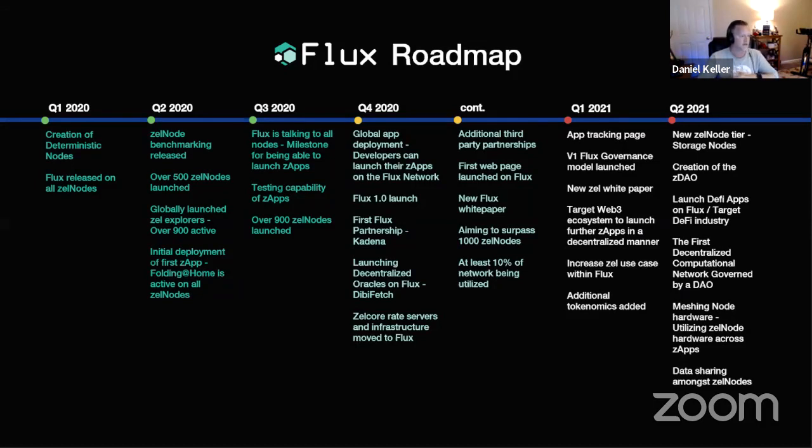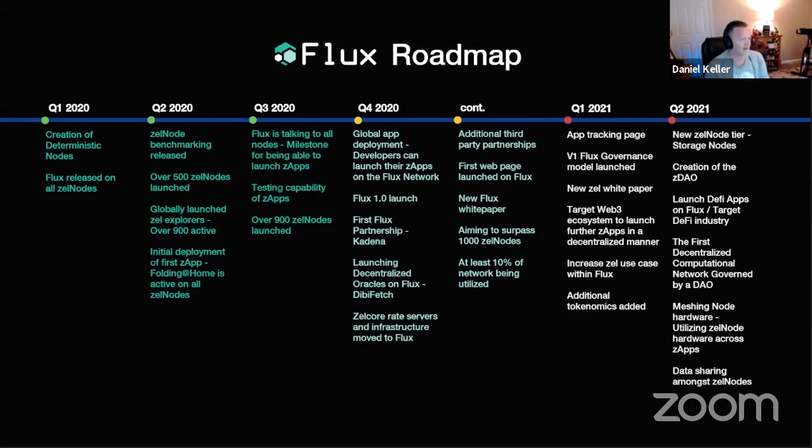Q2 2020, we did our benchmarking D, which is a very important process of the node structure. It keeps everybody honest on the network, and that's very important. We globally launched our Zel Explorers, so we have over 900 active Zel Explorers, creating a very deep and robust infrastructure. And we did our initial deployment of our very first app, which was Folding@home, and we had quite a bit of participation in that.